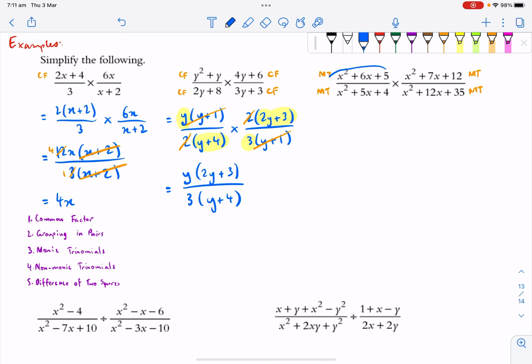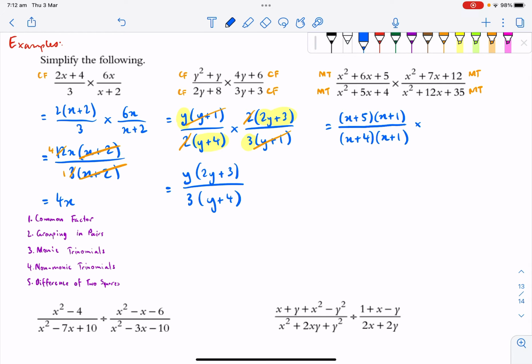So let's have a look at the first expression here. We have a sum of 6 and a product of 5. So the two numbers that add to 6 and multiply to 5 are 5 and 1. And when I figure that out, I can just write x plus 5, x plus 1. That's done. So that numerator is done. Let's look at the next denominator. So here we have a sum of 5, a product of 4. So what two numbers add to 5 and multiply to 4? And that's easy. That's 4 and 1. So we get x plus 4, x plus 1. Okay? Let's move over to the next fraction.